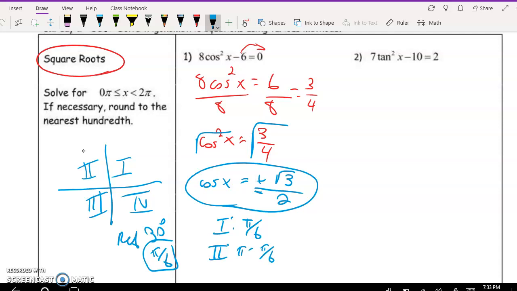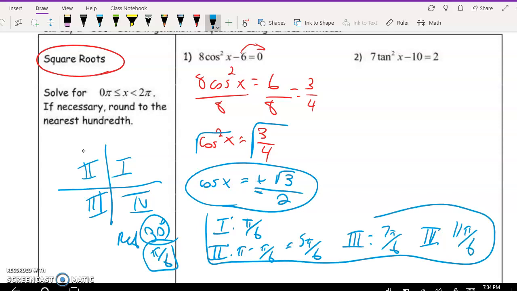Or let's just look at it on the unit circle. I don't have my unit circle here, so I was doing it by hand. In quadrant 2, it's 5 pi over 6. And then if you look in quadrant 3, that 30-degree reference angle, that's going to be 7 pi over 6. And in quadrant 4, that's going to be 11 pi over 6. So all of these are your answers to that problem.